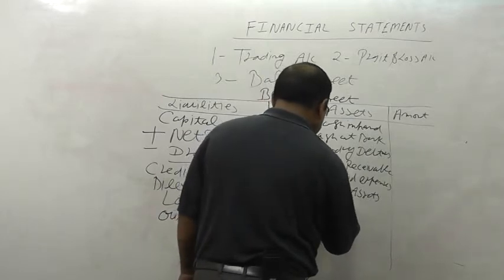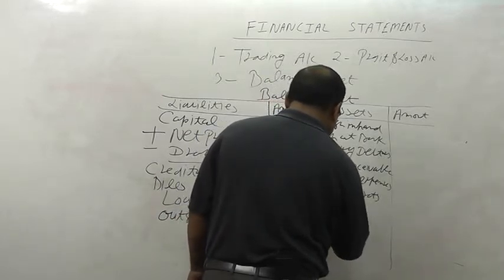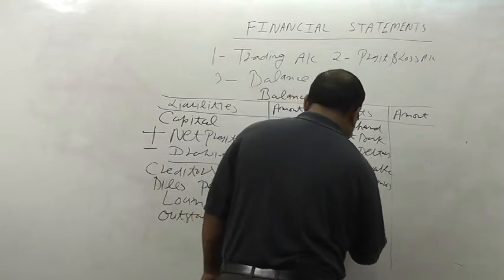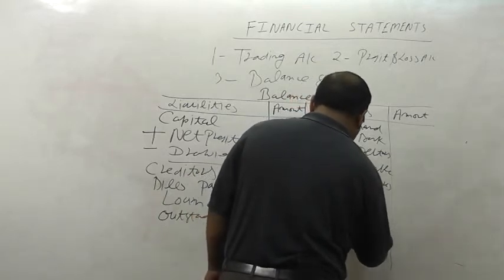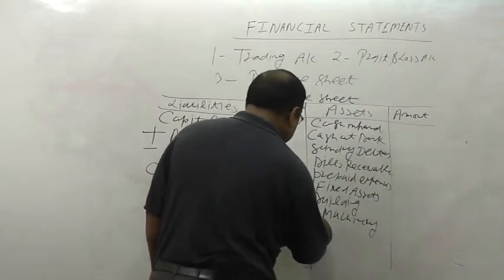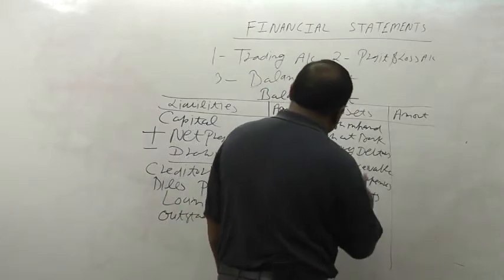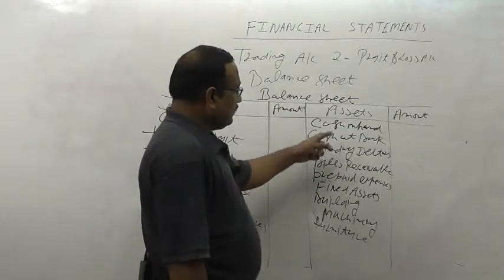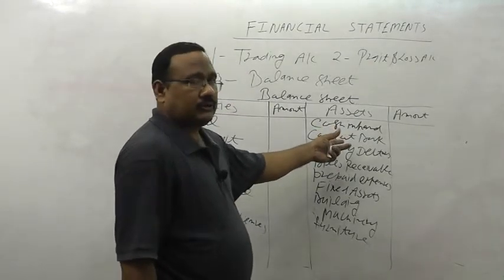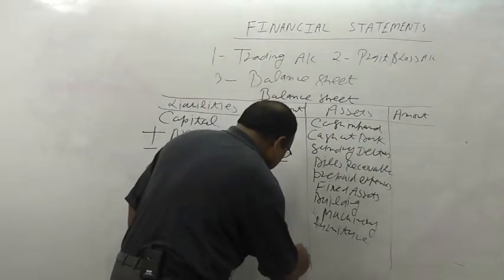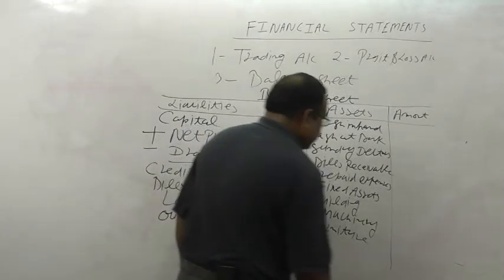Building, machinery, plant and machinery, furniture, all fixed assets will be written here. Even investment will be written in the balance sheet. One thing in the current asset is also closing stock. And by this way, we prepare balance sheet.